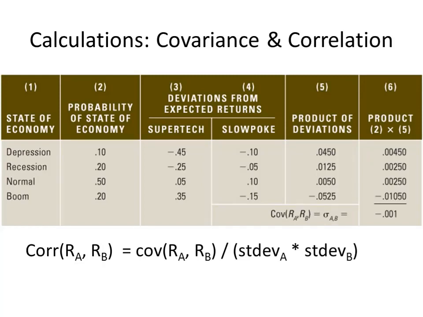Now, covariance is a lot like variance in that it has units of percent squared. And therefore, it's not an ideal measure for us because it's really hard to interpret. And so in order to make covariance into something that we understand better, we're going to divide covariance by the product of the standard deviations of Slowpoke and SuperTech. Now notice here at the bottom we have the formula for correlation. I'm using A to represent SuperTech and B to represent Slowpoke. How do we get the standard deviation of SuperTech and Slowpoke? We just take the square root of the variance from the previous slides.